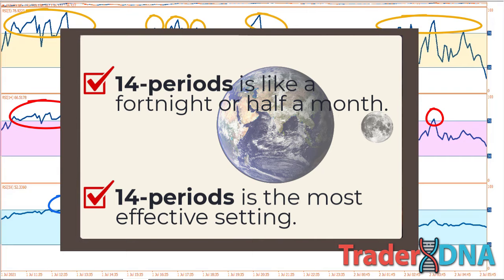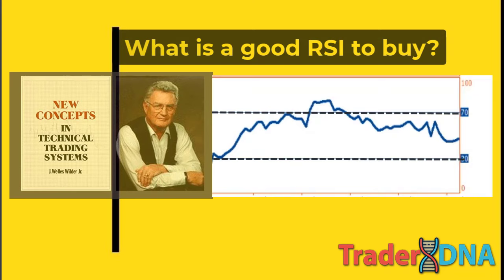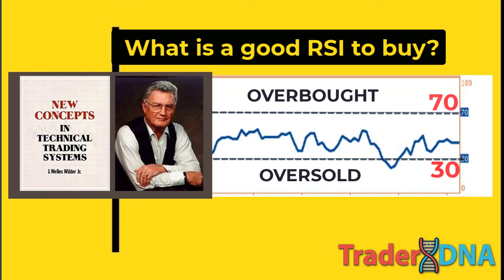What is a good RSI to buy? The way Wilder recommends using the RSI is by using the 30 and 70 levels in the oscillator as oversold and overbought levels respectively. This means that when RSI falls below 30, you aim to buy the financial security that has been sold too much, and when the RSI reaches over 70, you aim to sell the financial asset that has been bought too much.